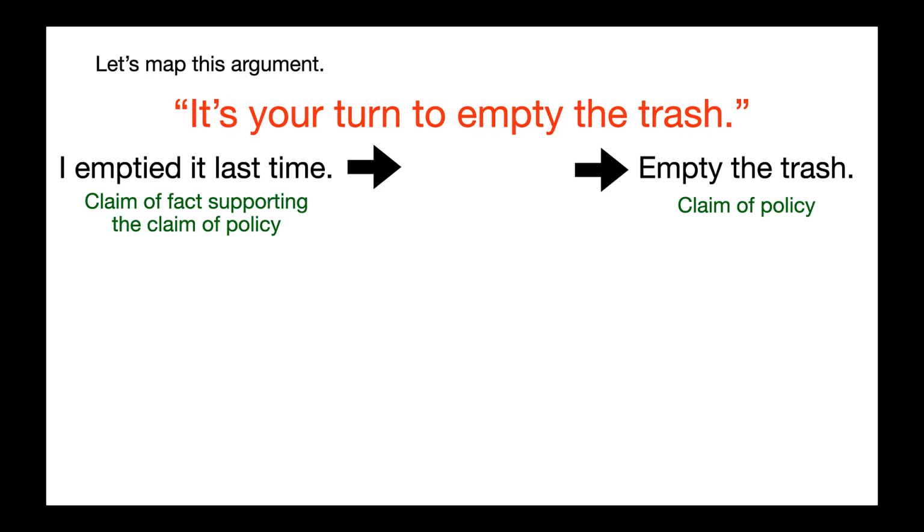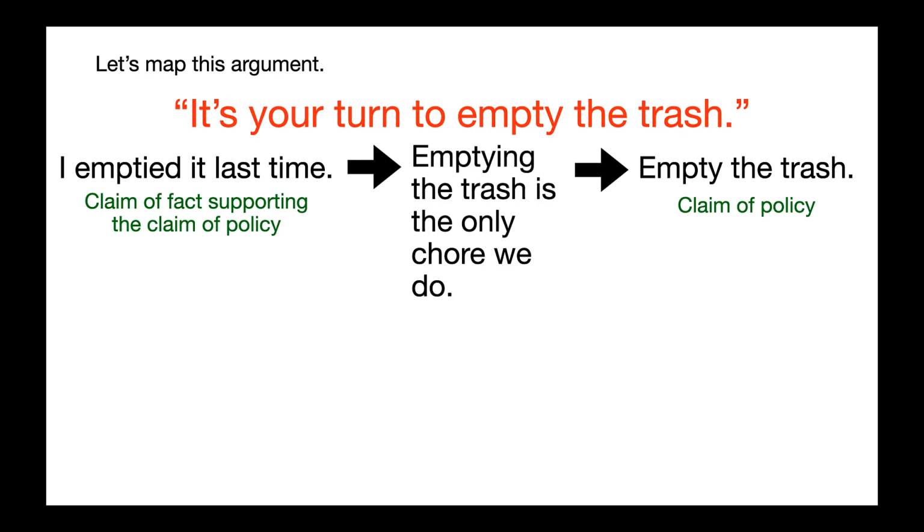Now it gets interesting. What is the underlying assumption, or what could be an underlying assumption? Now this is a hypothetical. Let your imagination go wild. You're with your roommate. You can put yourself in a good light here. What might the underlying assumption be?